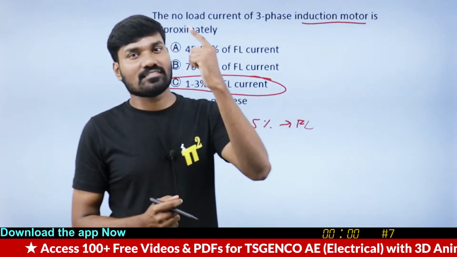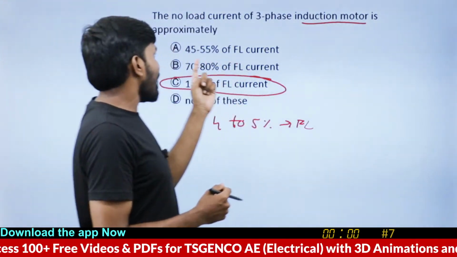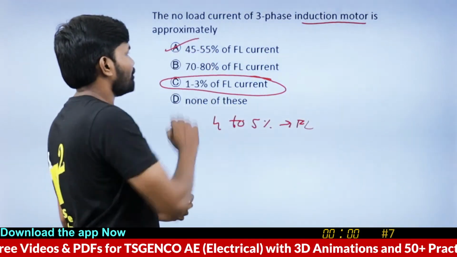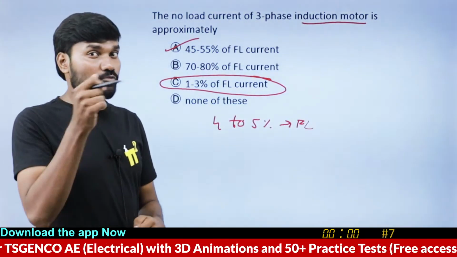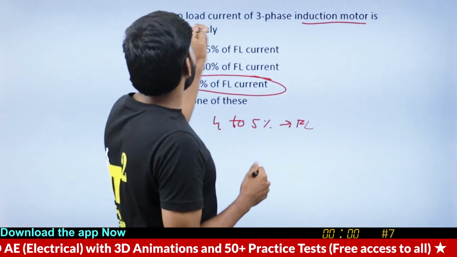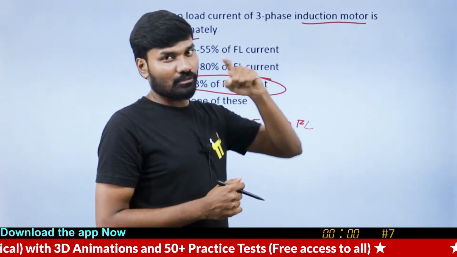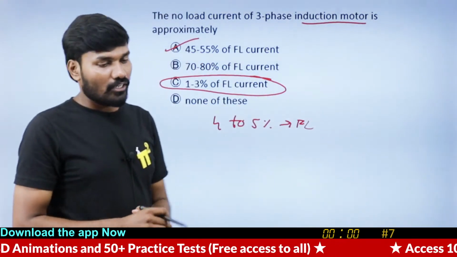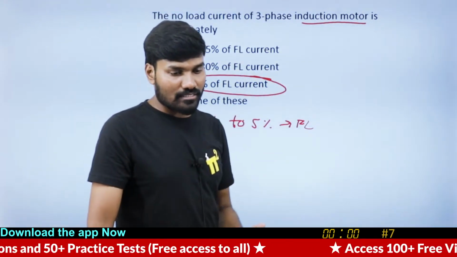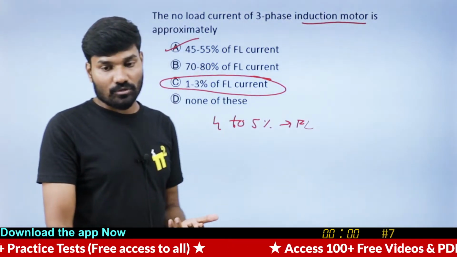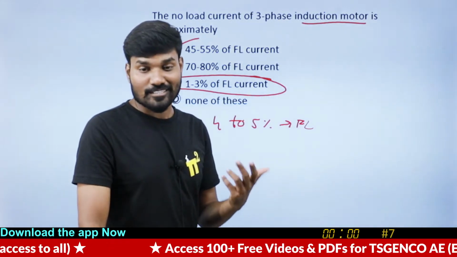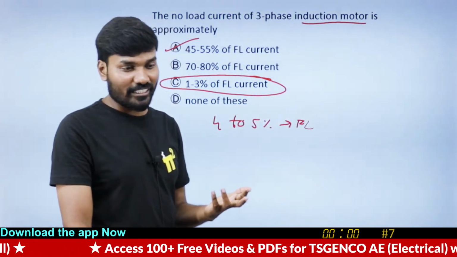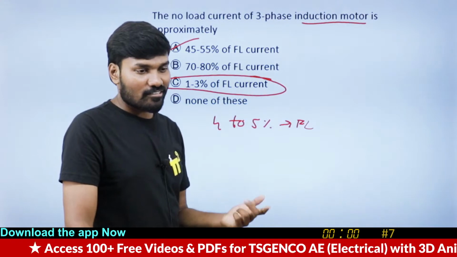There is one more reason why it has this much. Air gap is one of the reasons. There is one more reason why no load current is high for this induction machine. What is that reason? Tell me. Air gap is one of the reasons. Very good, Sampath. But there is one more. What is that one more? Yes, I'm expecting it from somebody who is answering option A. Yes, come on.